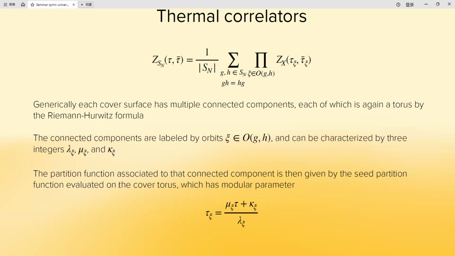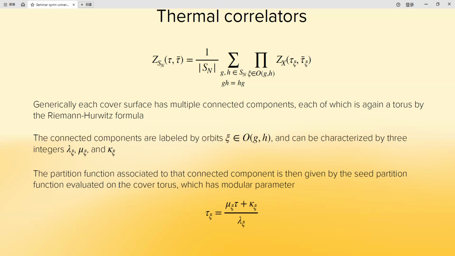Such connected components are labeled by orbits in this set, which is the set of orbits coming from the abelian group generated by these commuting elements g and h, acting naturally on the number of copies, so 1 through N. Such orbits are in one-to-one correspondence to 3 integers, lambda, nu, and kappa. There's a way to compute them for each orbit, but for now, what's important is that there are 3 integers which tell you everything you need to know about the orbit.